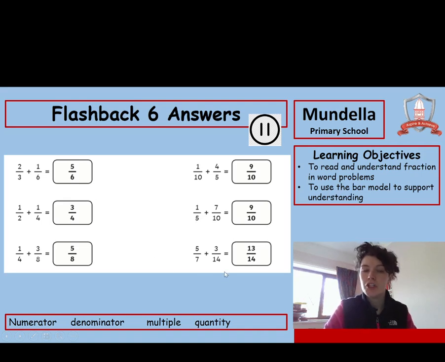And for the last question, the lowest common multiple, which is the lowest common denominator, is 14. So the answer is 13 over 14. Very well done if you got those correct. If you'd like to have another go at working out those fraction additions, please do so.